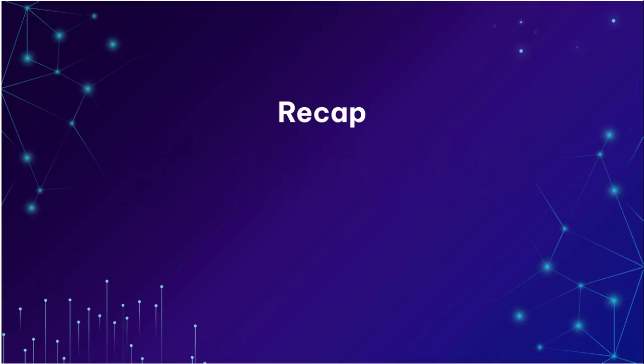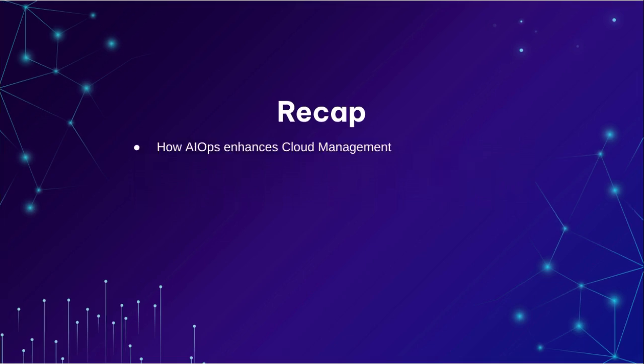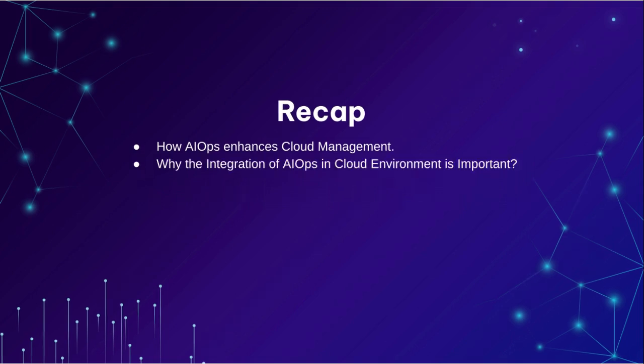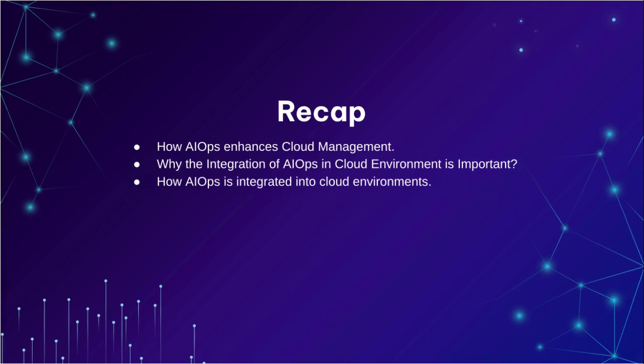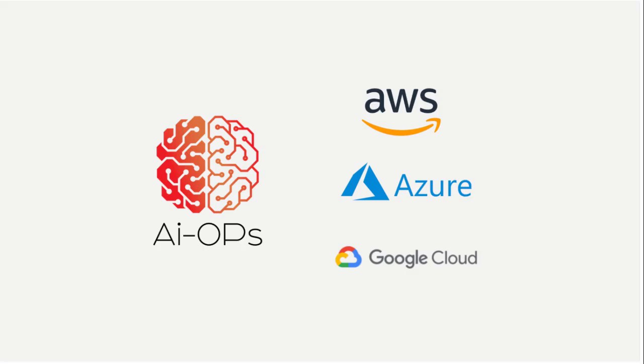To recap, in this tutorial, we covered the following. We explored how AI ops, artificial intelligence for IT operations, enhances cloud management across platforms. We also discussed why this integration is important and how AI ops is integrated into cloud environments. In conclusion, combining AI ops with cloud environments creates a powerful solution for modern IT management. Together, they enable organizations to deliver seamless performance, reduce costs, and stay competitive in the fast-paced digital landscape.